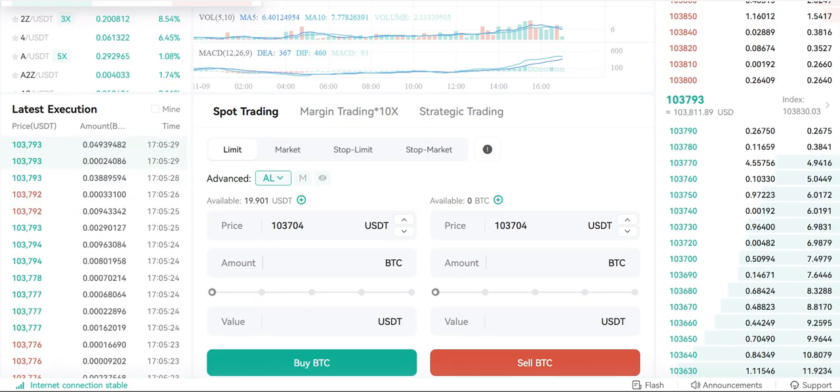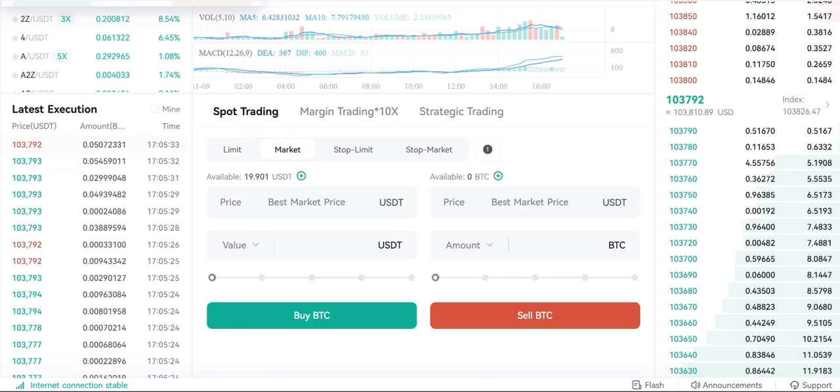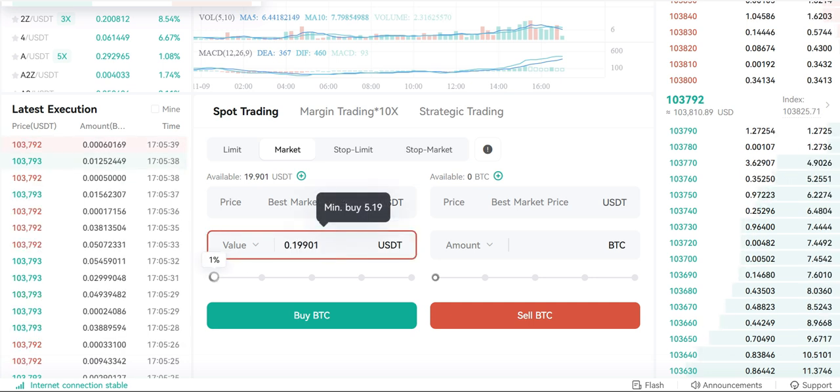And to do that, you just simply select the amount that you want to buy. If you don't care, you just go to market, and here it'll tell you it's the best market price that it's going to buy at. You choose the value that you want to buy, okay? And then you just click buy BTC.